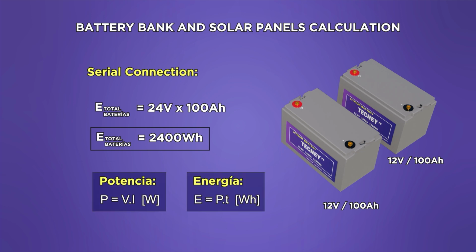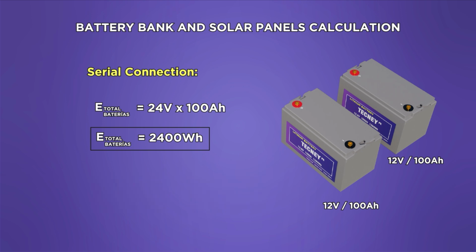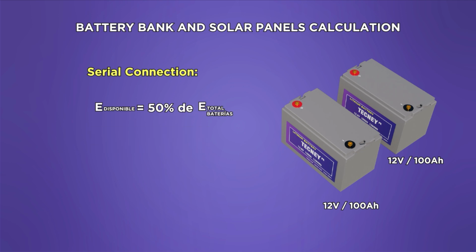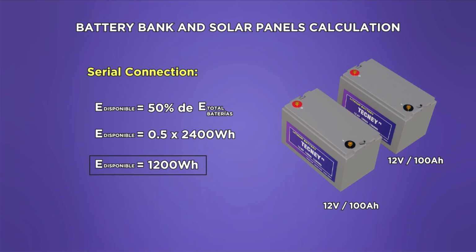Be careful, do not confuse power with energy. Power is the multiplication of voltage and current in amperes, and its unit is watts, while energy is power multiplied by time, and its most used unit is the watt-hour. Let us remember that a battery cannot be discharged 100% since its useful life would be considerably reduced. That is why the energy available for our use will only be 50% of the total energy. So, the available energy will be 0.5 multiplied by the total energy of 2,400 watt-hours, thus obtaining 1,200 watt-hours of available energy.